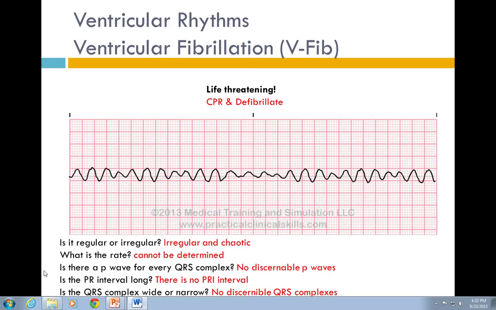So again, back to our systematic approach, is it regular or irregular? It looks very chaotic and irregular. What's the rate? Well, you can't really even determine the rate. Is there a P wave for every QRS complex? No, you can't even discern a P wave. Is the PR interval long? Well, there is no PR interval here. Is the QRS complex wide or narrow? Well, you can't even tell if that's a QRS complex.